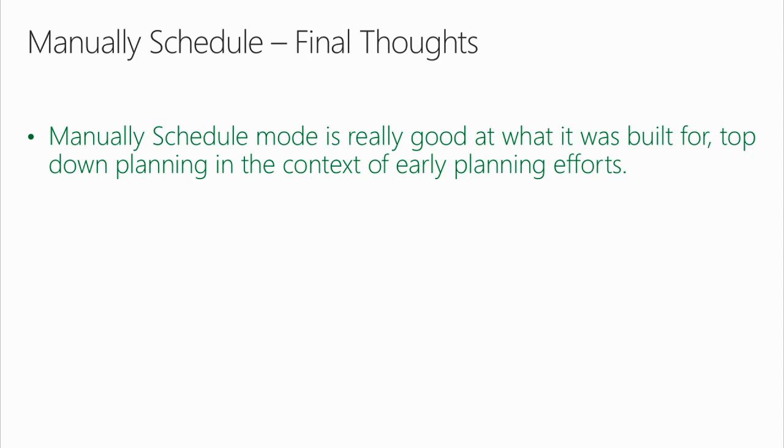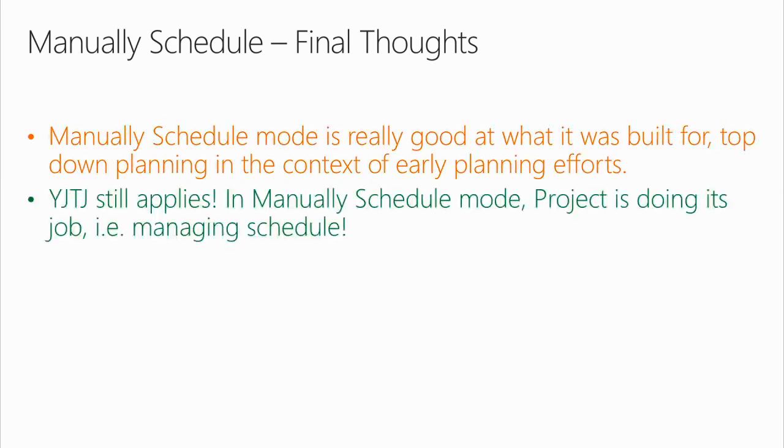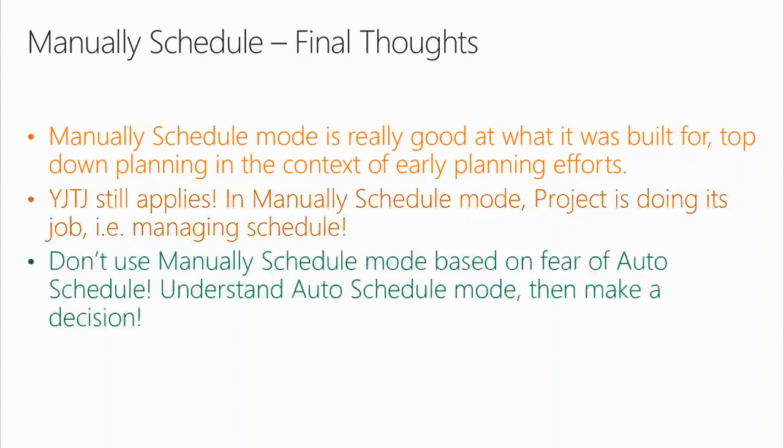And how is Project so clever at working that? It's a display thing. By not showing task duration, start, and finish, the intent is achieved. By not seeing those values, the user infers we're in our early planning stages. YJTJ, for those of you that don't know about that, your job tools job still applies. In manually scheduled mode, Project is doing its job managing schedule. So let's let it do that. Don't use manually scheduled mode based on fear of auto-schedule. Understand auto-schedule mode, then make a decision.